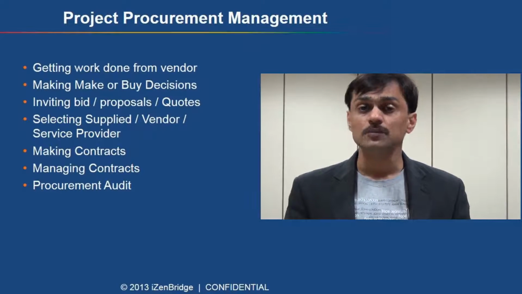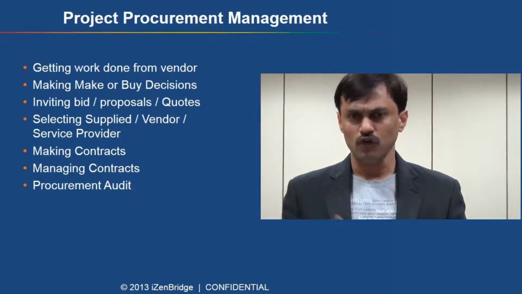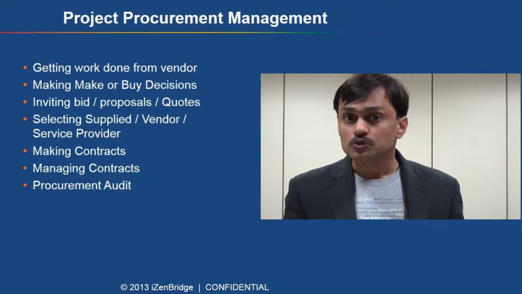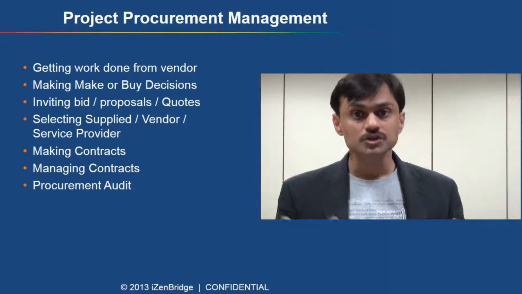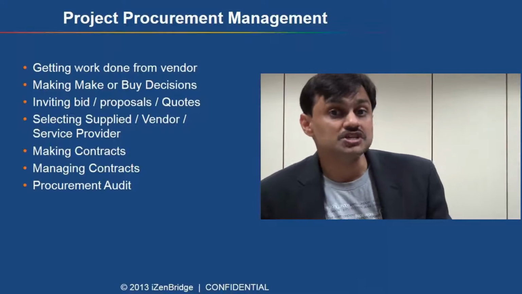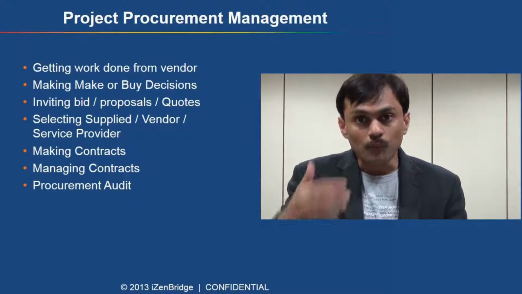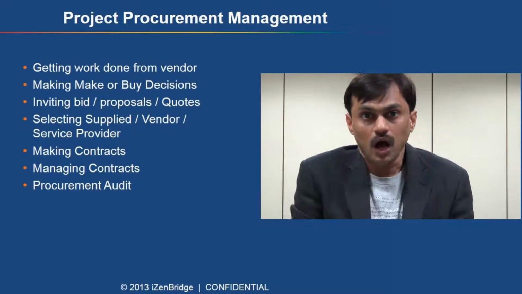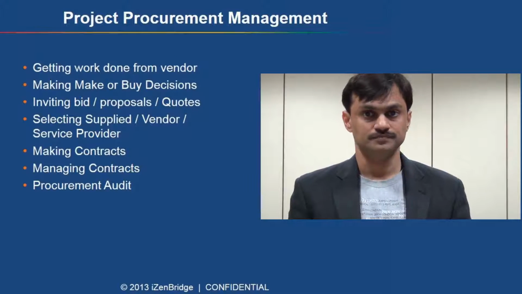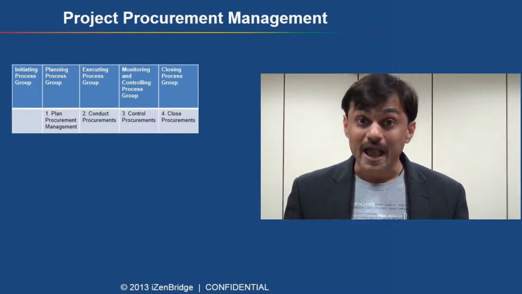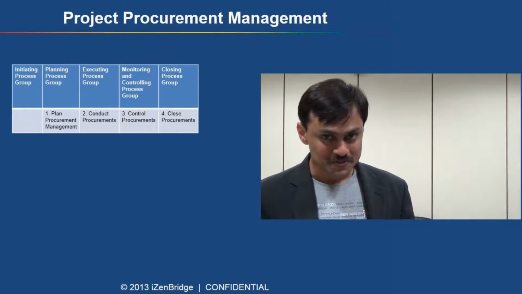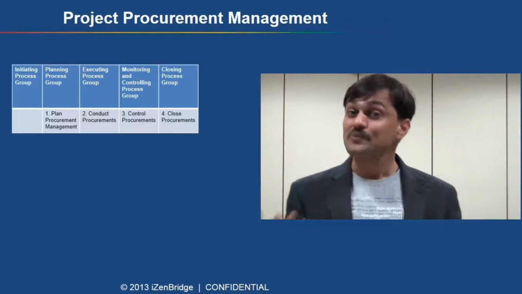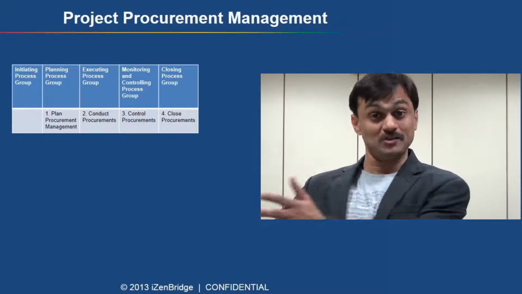This knowledge area also talks about various types of contracts like fixed price, cost reimbursable, time and material. This knowledge area also talks about how we should do continuous monitoring and interaction with our vendor, the one who is taking the work to their office for completing our project. Now if you look at processes and process groups, this knowledge area has fairly good distribution. It has 4 processes falling under 4 process groups.